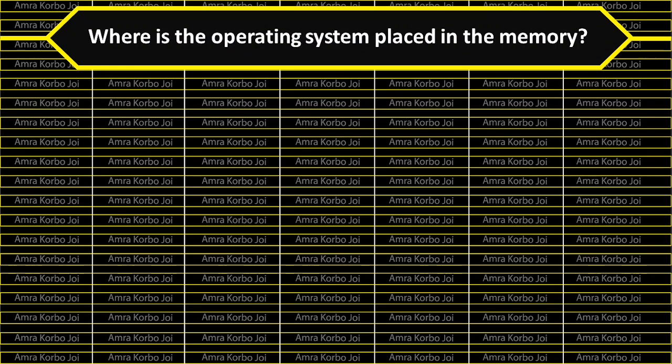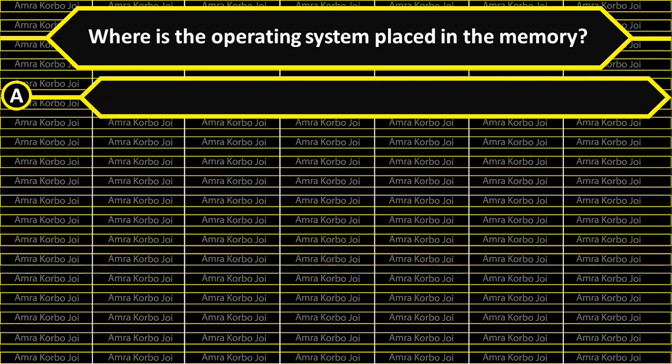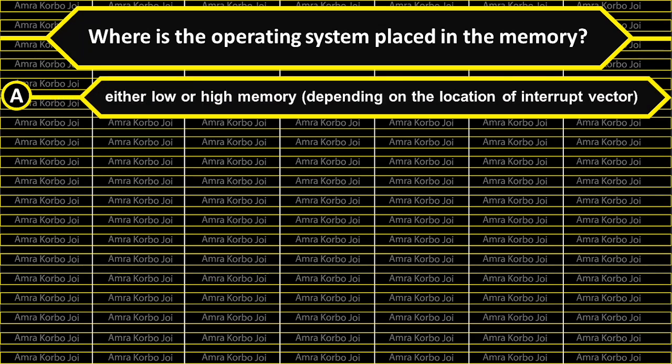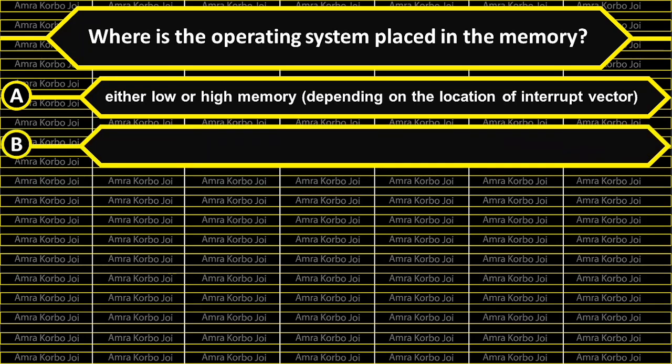Where is the operating system placed in the memory? Option A, either low or high memory, depending on the location of interrupt vector. Option B, in the low memory.